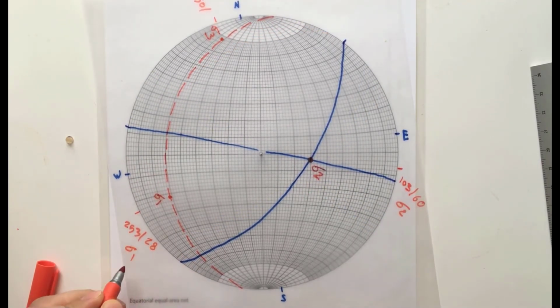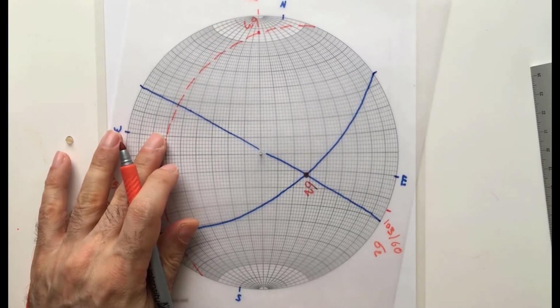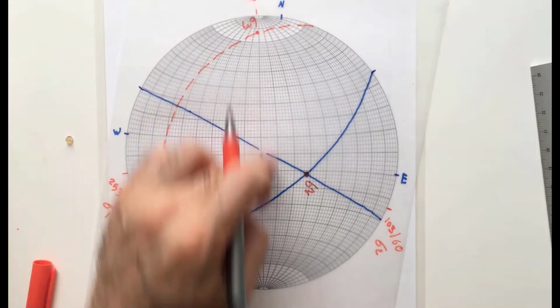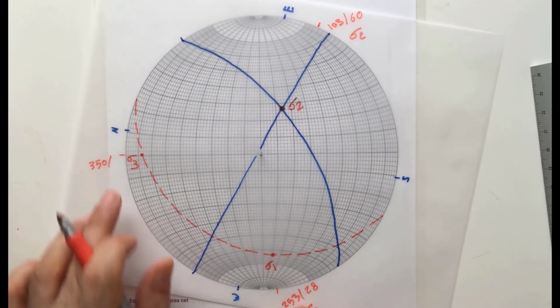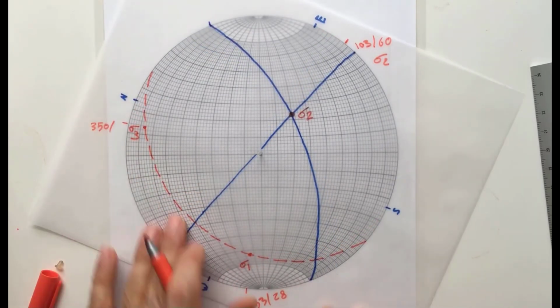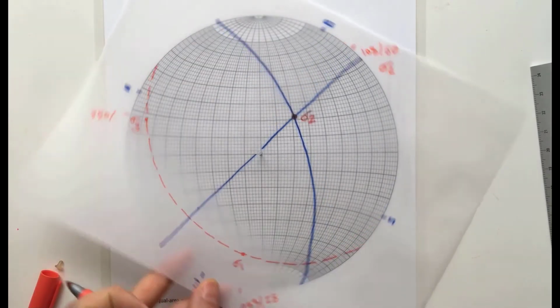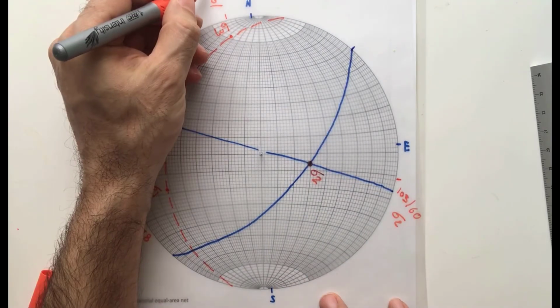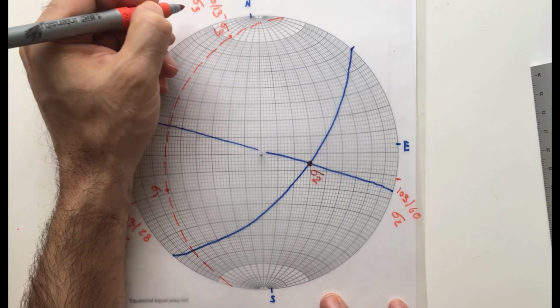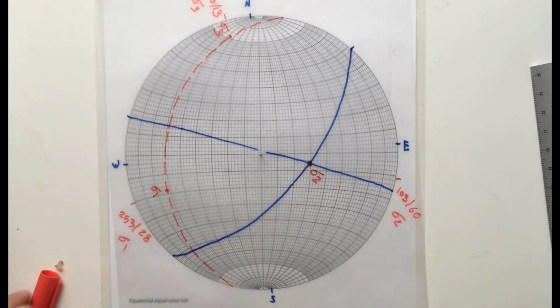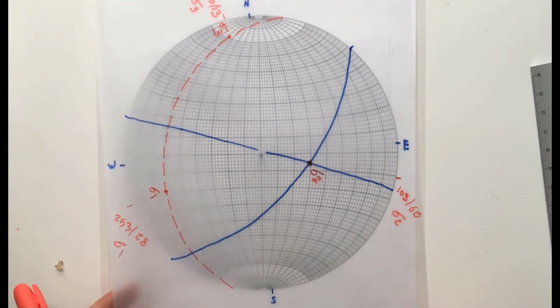This is sigma 1. And the other one, it doesn't matter, you can place it along the northeast line or the west-east line. And this one is about 13 degrees. So 350 slash 13 is sigma 3. So we are done with part 1. Let's move on to part 2.